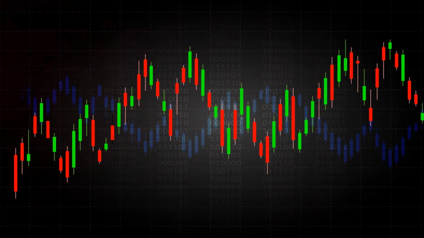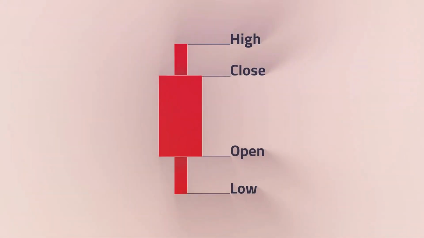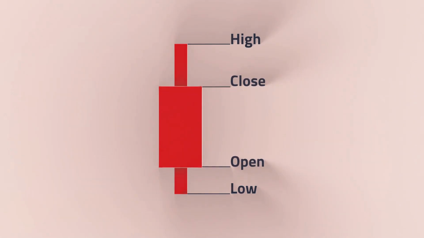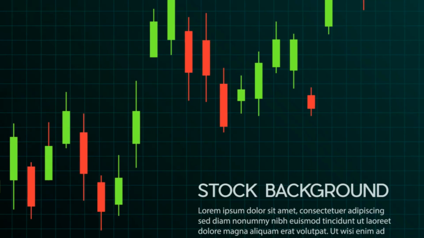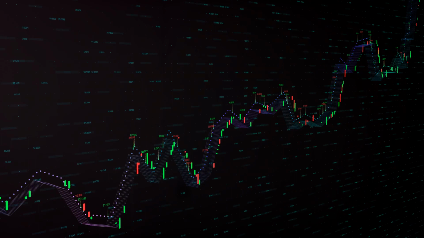These patterns are combinations of candlesticks that form over a specific period of time, and they can indicate potential price reversals or continuations. Think of them as the market's body language, subtle hints of what might be coming next.